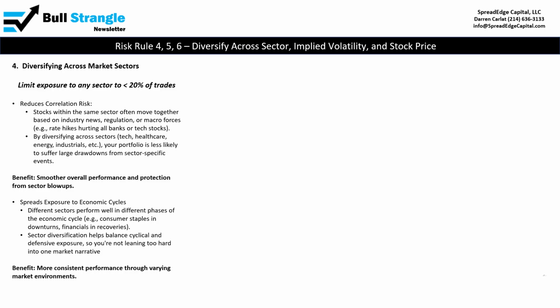Risk rules 4, 5, and 6: diversify across sector, implied volatility, and stock price. As for diversifying across market sectors, the risk rule is to limit exposure to any sector to less than 20% of trades. The rationale is that this reduces correlation risk.